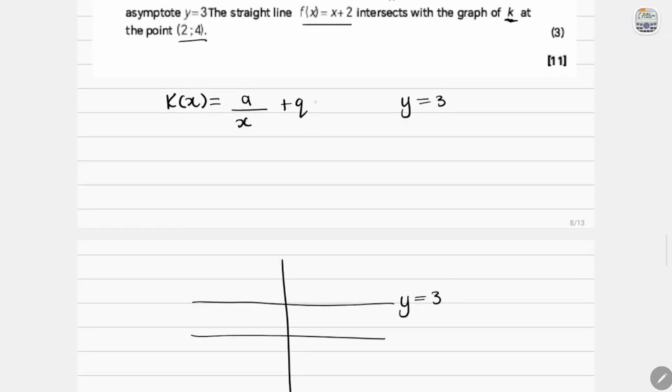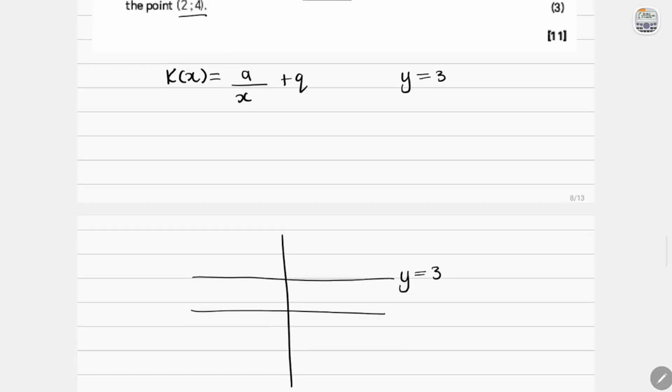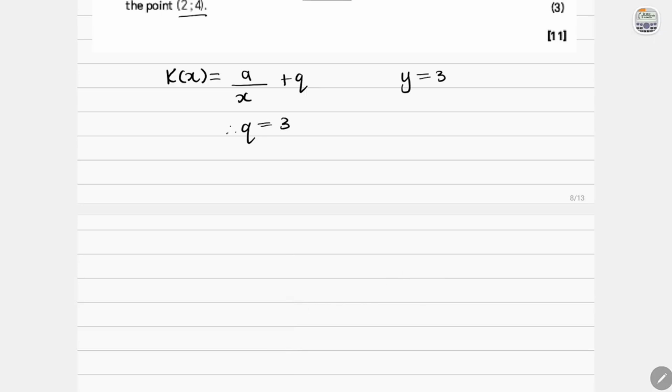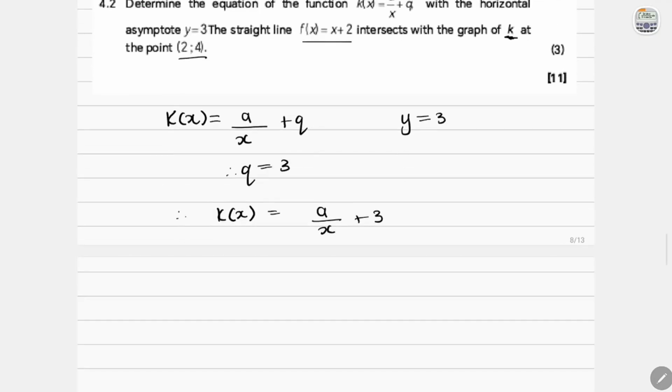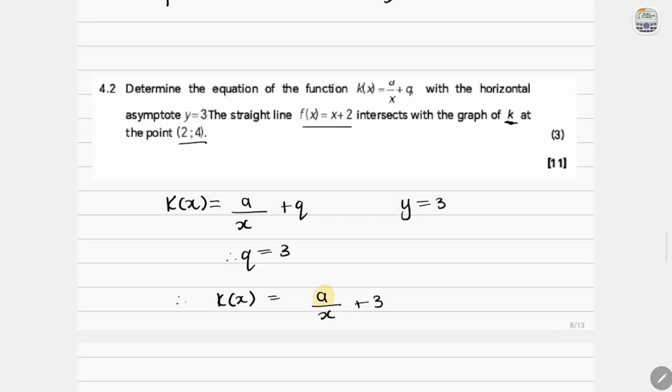Remember that the general form, and this is already in the general form of a hyperbola, the value of q is literally your horizontal asymptote. So we know what q is. It's 3. So we can just go ahead and say that q is equal to 3. Now with this info, we can update the equation of k: a over x plus 3. Now all that is missing to find the equation of k is just a. How do we find a?